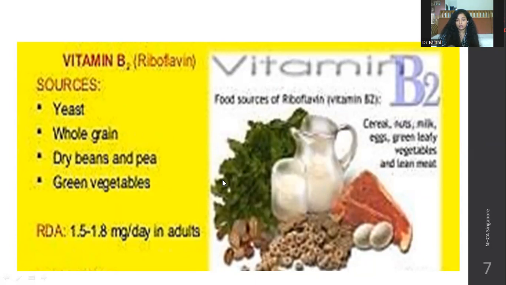milk, egg, if you are a non-vegetarian, egg and the whole raw egg. It is a really good source of riboflavin.